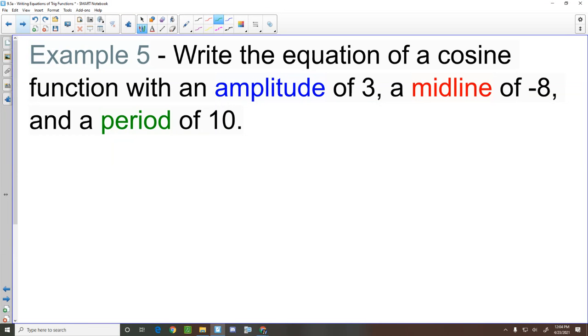All right, I'd like you to write the equation of a function, and here I'm just giving you all the pieces. I'm telling you first it's a cosine wave, so use cos in there. Amplitude of 3, midline of -8, period of 10. Go ahead and write that entire function out. So f of x equals.